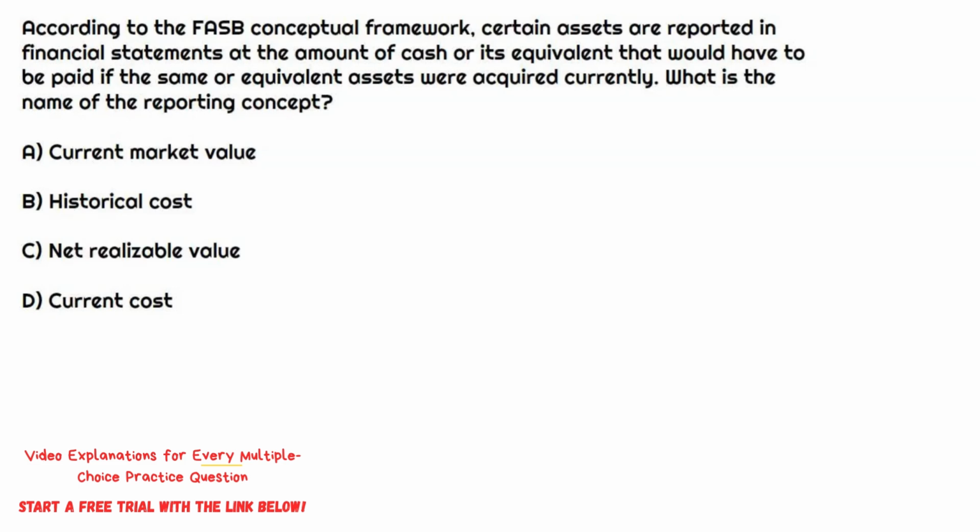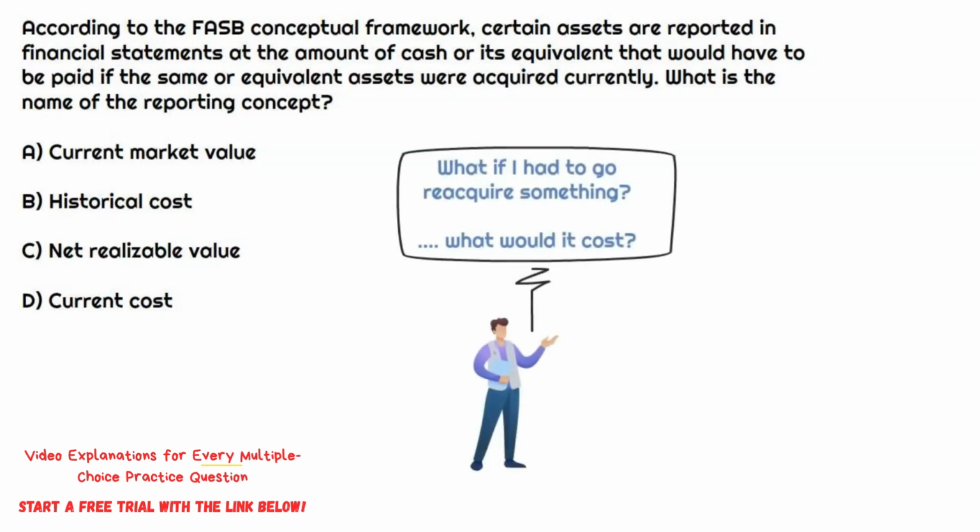When it comes to the balance sheet, we learned in the lecture that there are different ways we need to present the items. Ultimately, this question is asking: if we had to reacquire something at today's cost, what is the name of that reporting concept? That is known as current cost. If we had to go out and buy it, what would we have to pay today? Another term for that is replacement cost. It's similar to fair market value, but the term we're looking for here is current cost. So that is the correct answer.